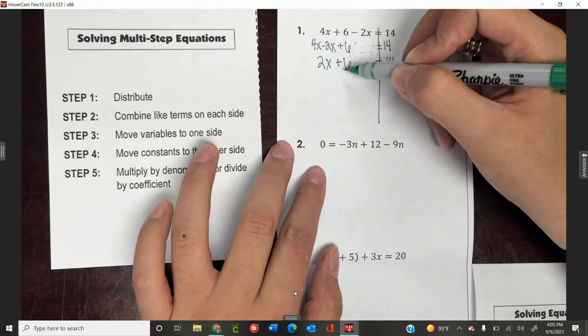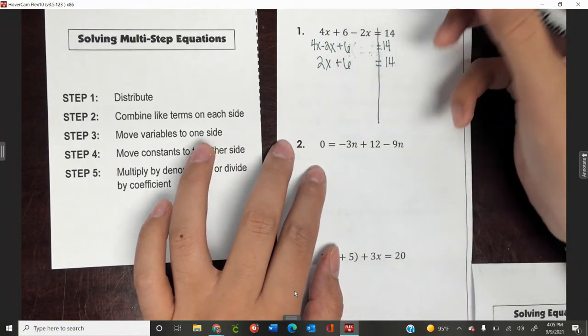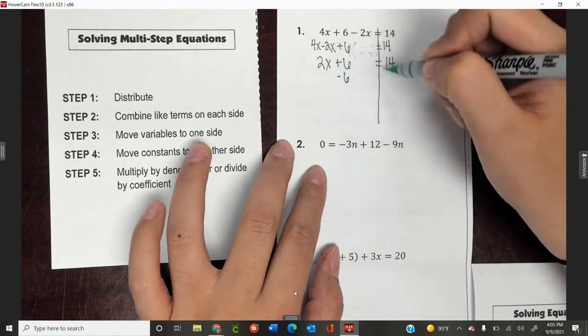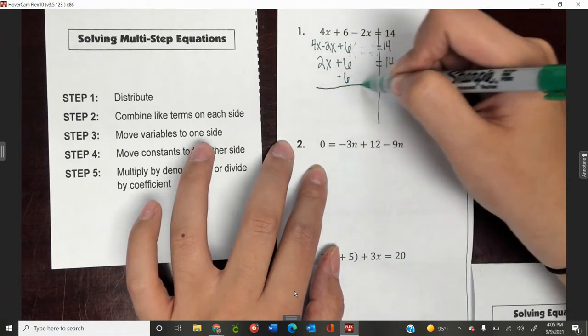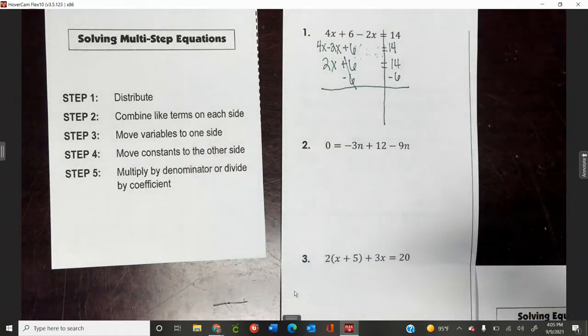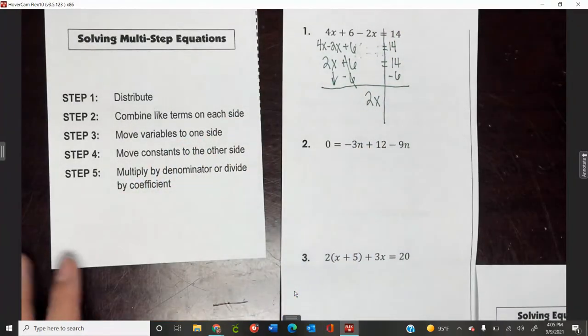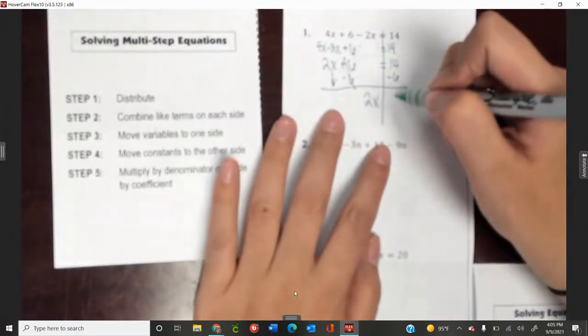Here I have 6 being added to our variable, so I want to move it over to the other side, and I'm going to subtract 6 from both sides. Here, your 6's cancel out, and you are left with 2x equals 14 minus 6. Now, 14 minus 6 equals 8.